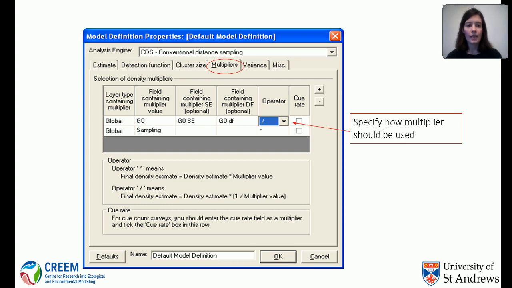So when it comes to the analysis and setting up the analysis appropriately, there's a multiplier tab in your model definition properties window. And so you can tell Distance how you want to apply the multiplier and whether it's something that should be divided by or multiplied by in your density estimator.